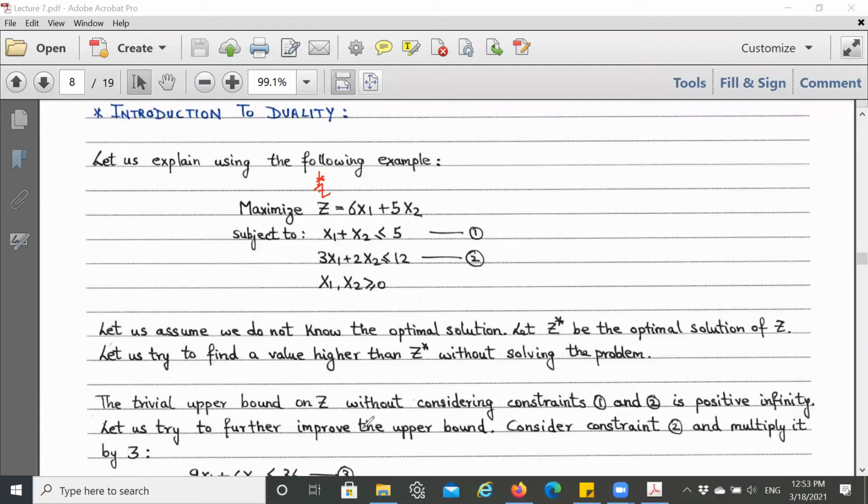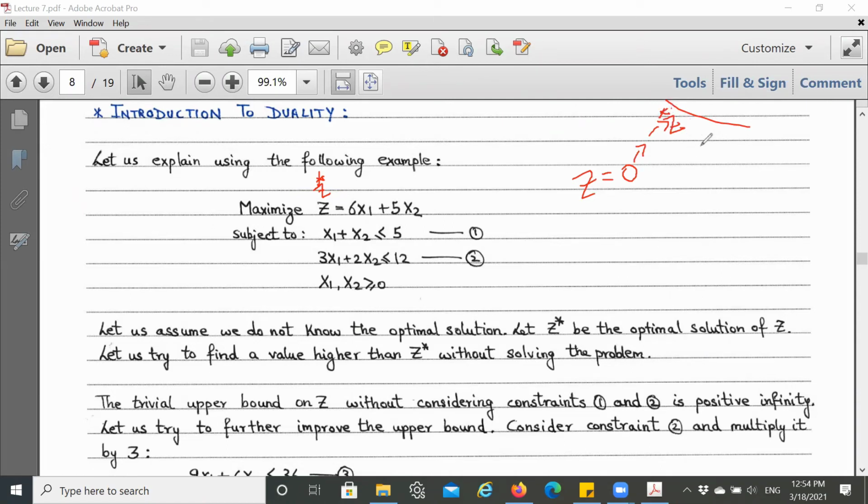Now let's see, there should be a bound. In the simplex method we started off with the basic feasible solution, and we saw that Z would be equal to 0. Then we try to increase it to some value, and there will be some upper bound on it. So there will be some optimal value. Let's say Z star is that optimal value that we are trying to get to.